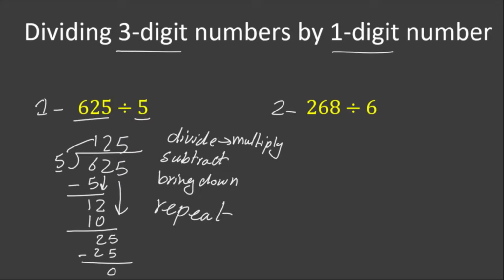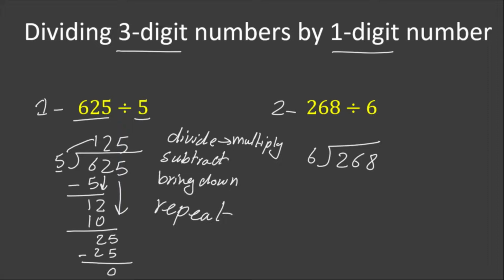268 divided by 6. Again, we set up the problem by writing it under the long division sign. Now, let's see how many whole groups of 6 we can get out of 2. We cannot get any whole groups of 6 out of 2 because 2 is less than 6.